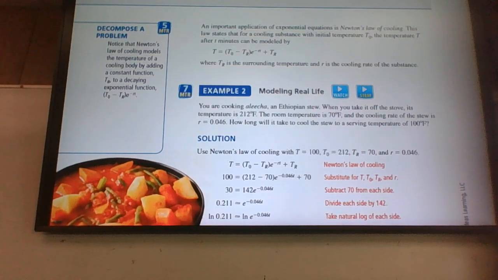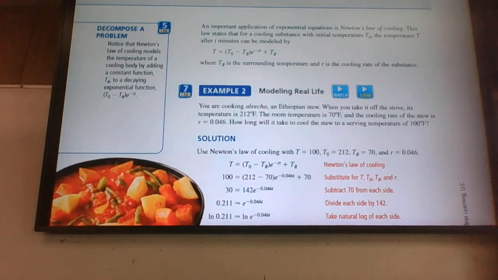Cool. Here it is. An important application of cooling. This law states for a cooling substance with initial temperature T0. So this is capital T with a little zero. This is always the initial temp of a substance. In physics, you see velocity sub zero a lot. The little zero is like the amount of time that has passed. So initial, zero time has gone by. The temperature T after t minutes can be found using this formula.